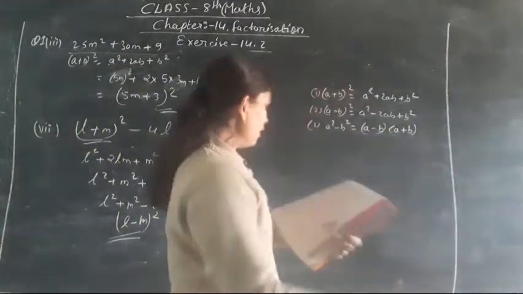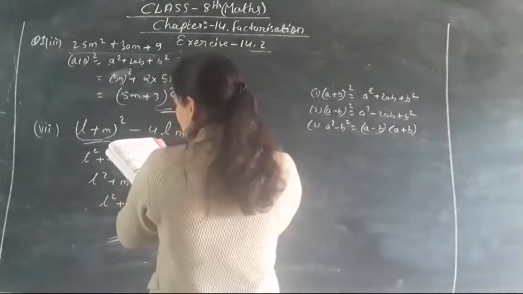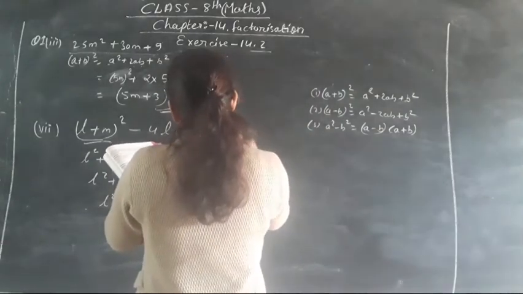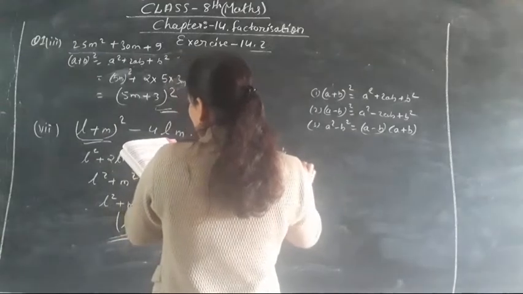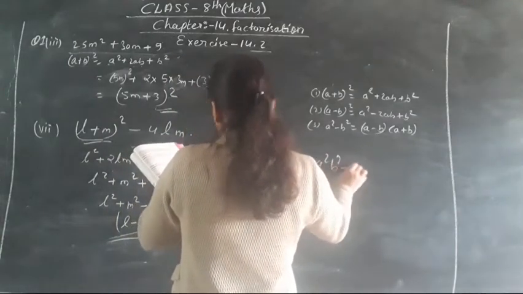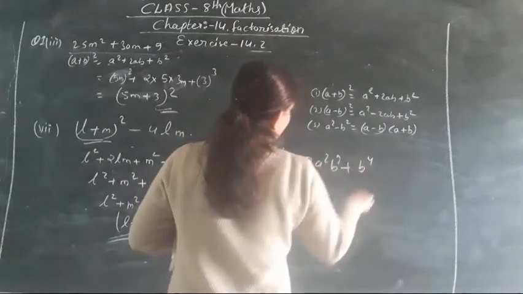It is very easy one. Next part we are having the simplest one. The 8th part of this question, what we are having? a to the power 4 plus 2a square b square plus b to the power 4, isn't it?